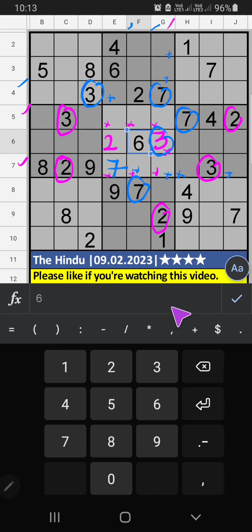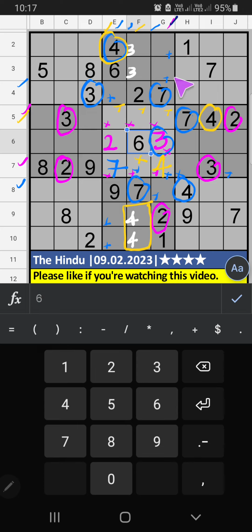We'll confirm later. 8th row, column E, we have 4. So 4 can't come in these cells. 4 will come here in the two cells. We'll confirm later. Column E, column F, we have 4. 5th row also we have 4. So 4 can't come in these cells. Then 4 is confirmed here.